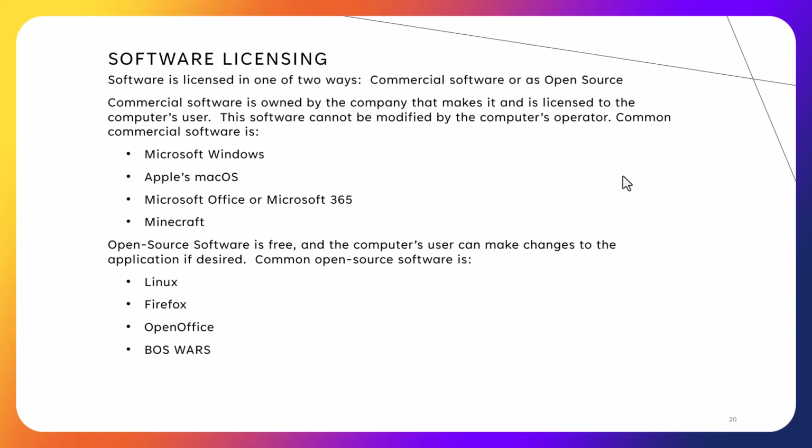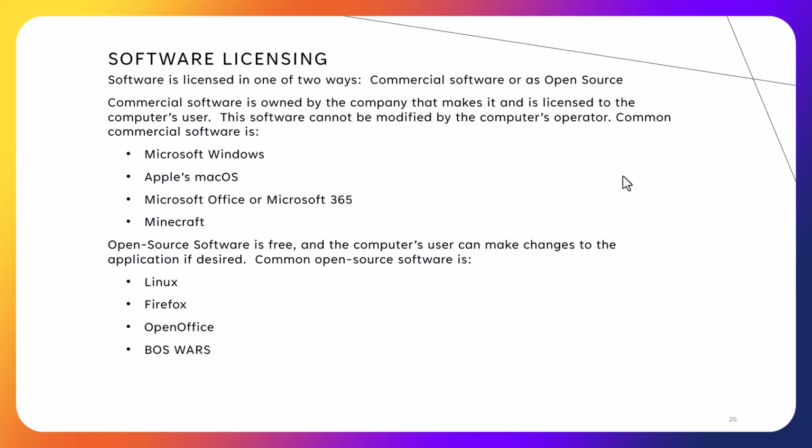Software licensing has two types: commercial and open source. Commercial software is owned by the company that makes it. Microsoft owns Windows, and Microsoft owns Office or Microsoft 365. Apple owns the Mac OS. Some company out there owns Minecraft. You can purchase the software and use it, but you can't modify it. You're limited to what the system is designed to do.